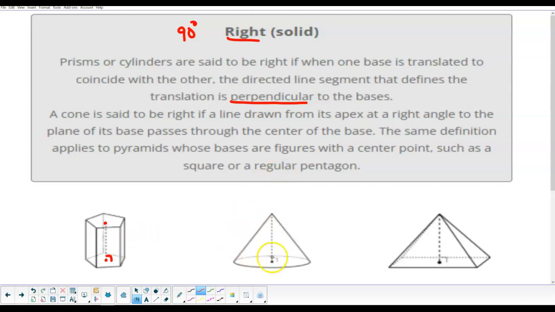If I have a cone, a line is drawn from the apex, remember the apex is the top. If I go straight down to the base, if that forms a 90-degree angle with the base, then that is considered to be a right cone. And same thing with a pyramid. Here from the apex, straight down to the base, has the perpendicular line that goes right through it. And that's how we're going to be defining right prisms and right pyramids.